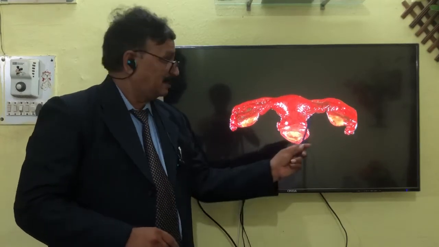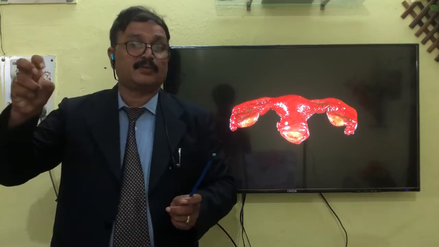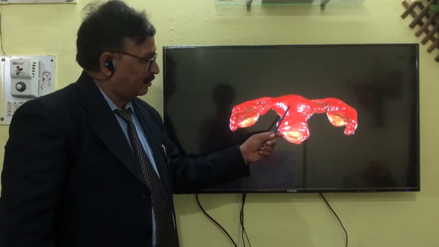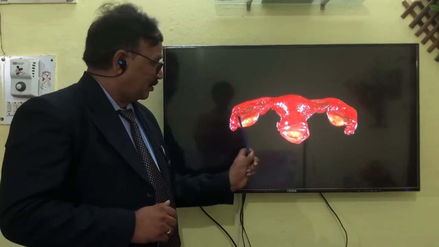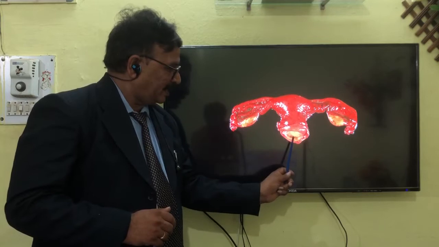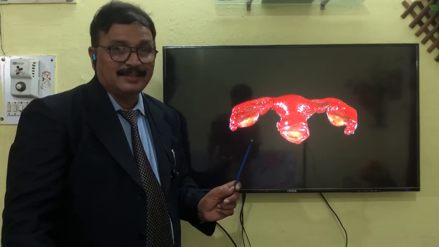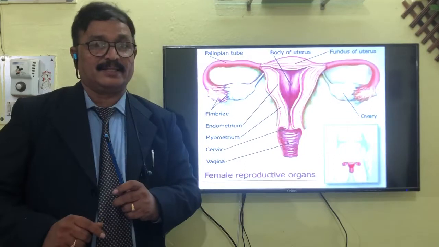Now, another important picture, this is the internal reproductive organs of a female, just as we have taken them out. This is the uterus. This is the original photograph, a pair of ovaries, fallopian tubes. Here is the cervix. Right, now let us represent it as a diagram. It would be like this.